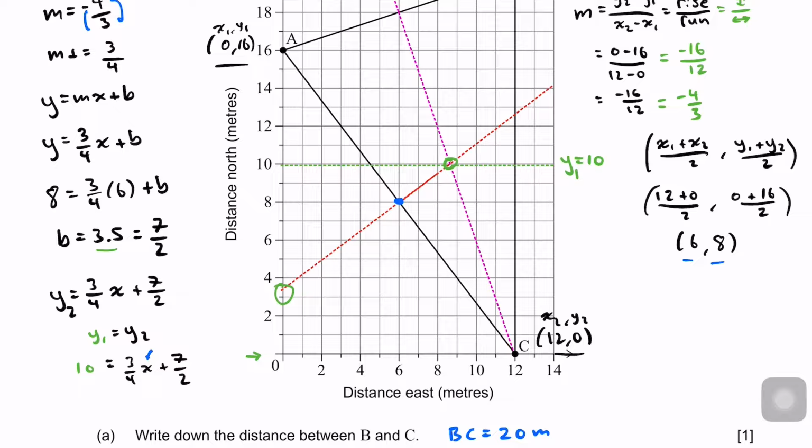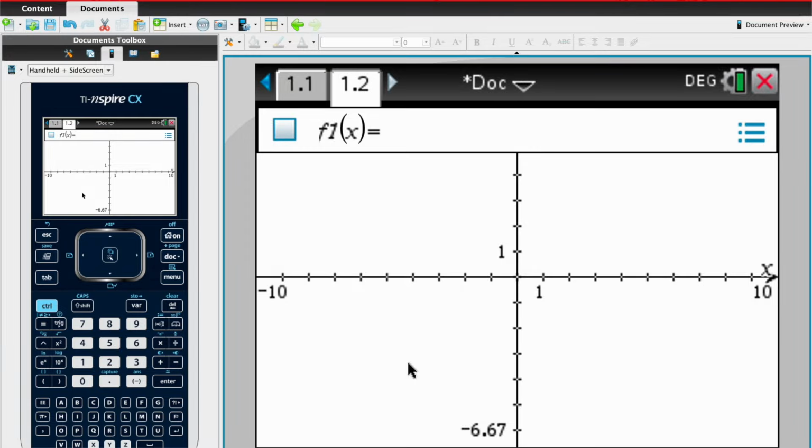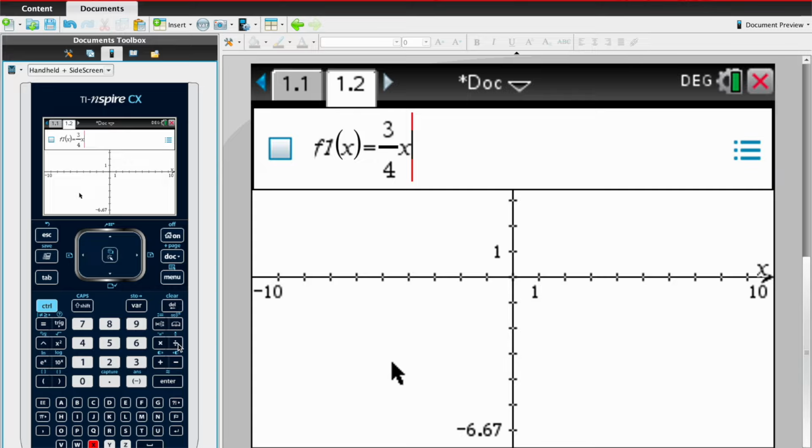I'm going to go to the calculator, and I'm going to actually graph these two functions and find the intersection that way. So here is y2, or this perpendicular bisector of AC, and here is y1, which is just the perpendicular bisector of this line right here. So I'm going to graph those and then find the intersection. All right, so here's a calculator. Let's go into graph, and let's put in 3 over 4 x plus 7 over 2.